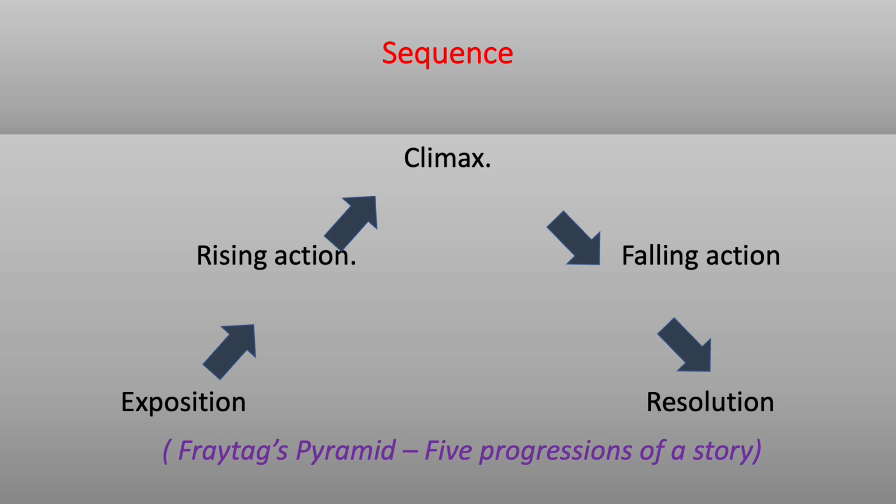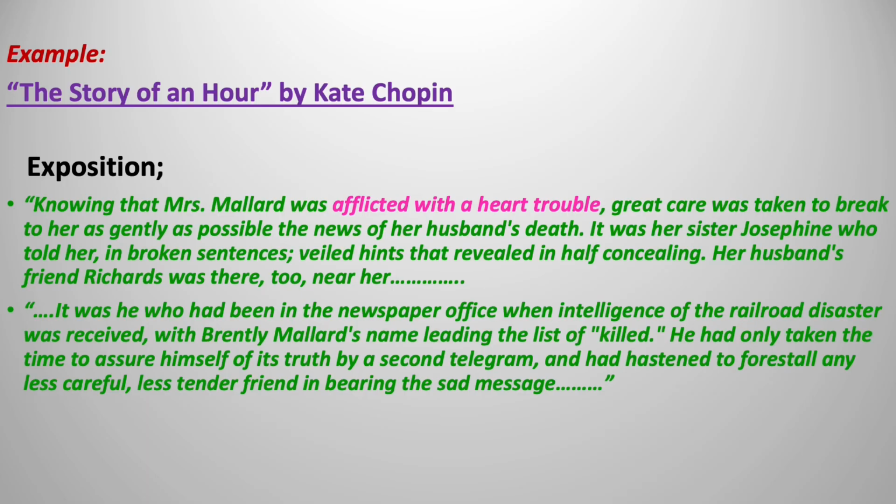They are exposition, rising action, climax, falling action, and denouement or resolution. These sequences are also called Freytag's pyramid or 5 progressions of a story. Now let's take an example from your anthology to understand how these progressions work out in a story.